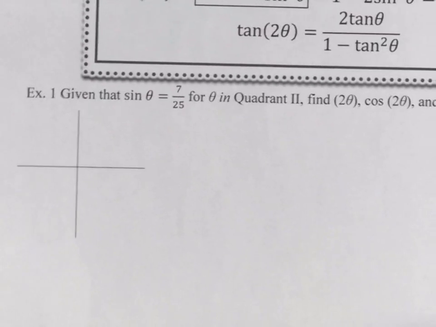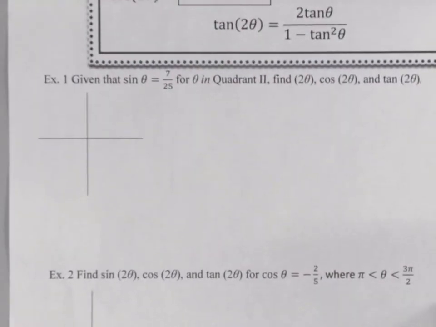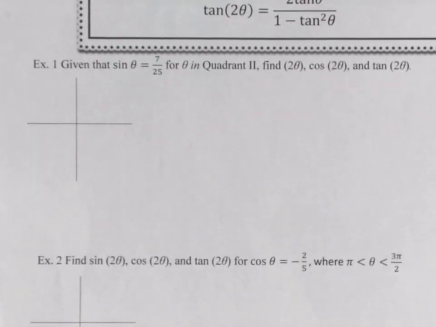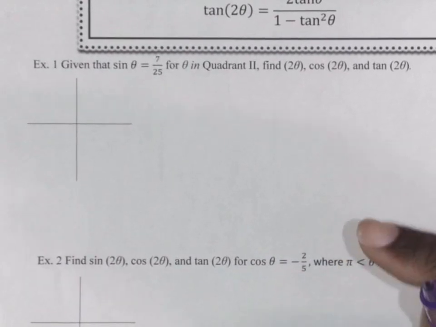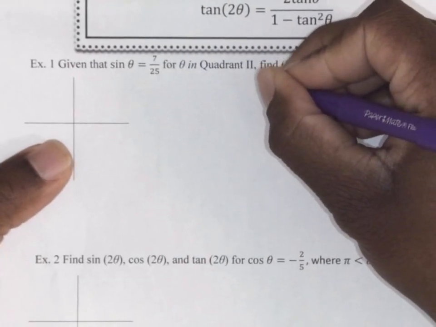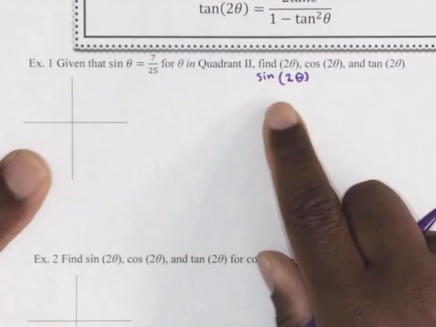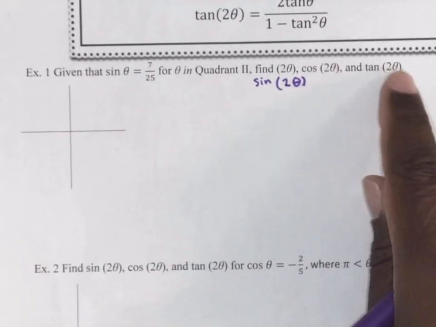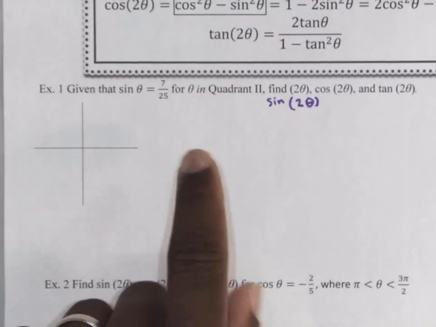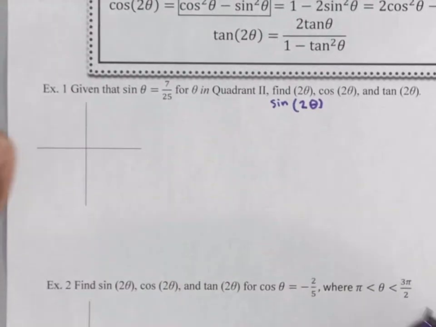All right, so let's look at this first example. And we're only going to do 2. I think that'll be all we need. We can do some more if we need to, but it says we're given that sine of theta is 7 over 25. And it tells me that theta is in quadrant 2. And then we want to find sine's double angle, cosine's double angle, and tangent's double angle. So we're going to find the double angle for all 3 of these functions based on this situation that we were given. All right, so it tells me this angle is in which quadrant?